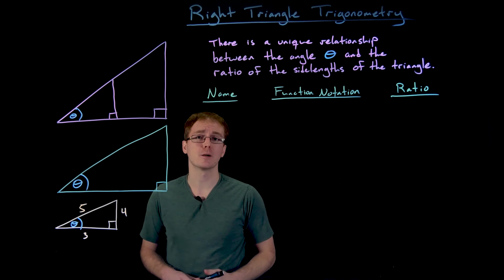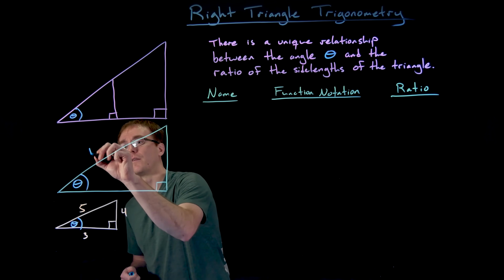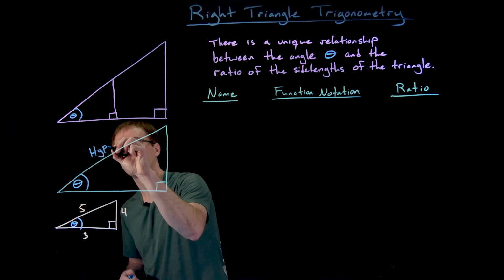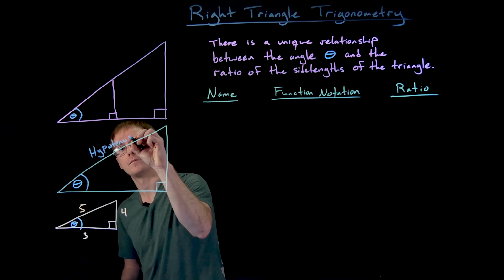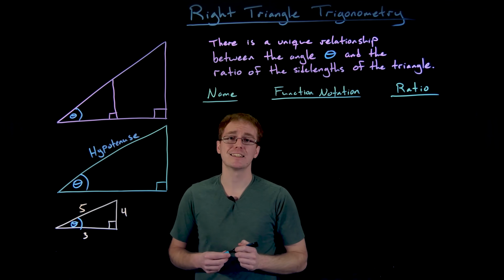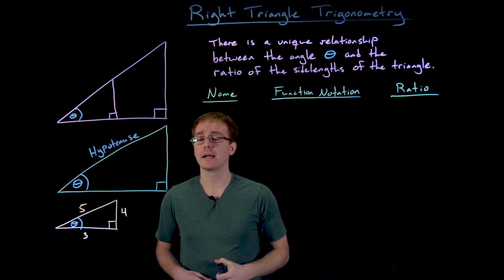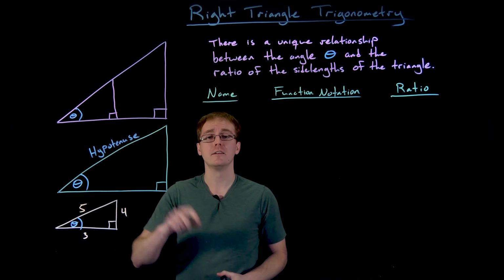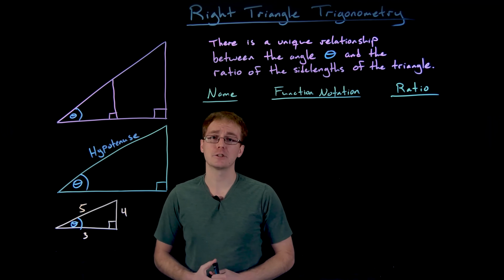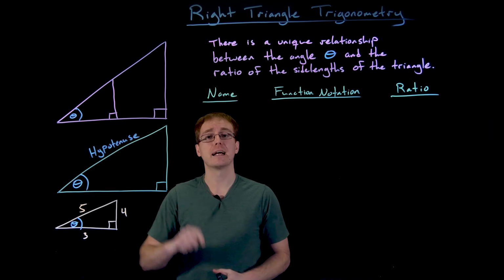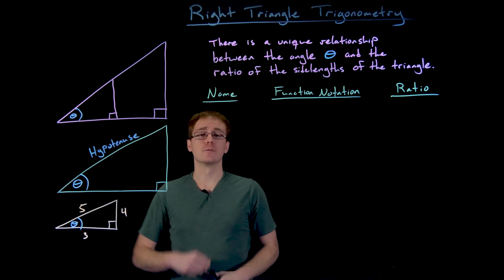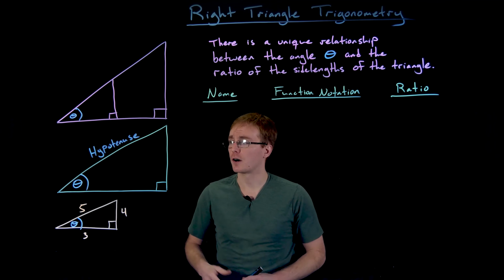And we've already started to use some of this terminology, right? One of them is the hypotenuse. The hypotenuse is the longest side length in a right triangle. That's always going to be opposite the largest angle in our right triangle, which is opposite the 90-degree angle. So the longest side length in a right triangle is our hypotenuse.